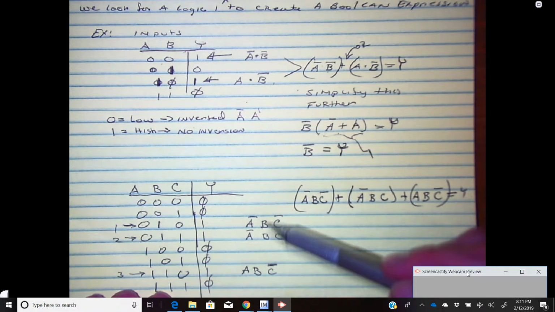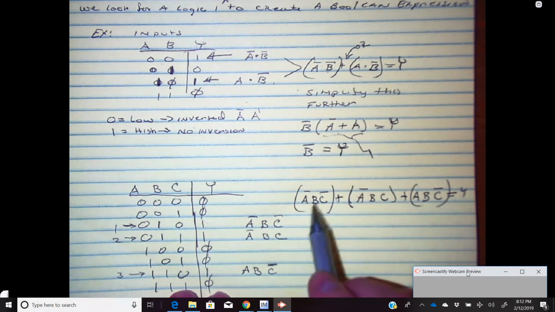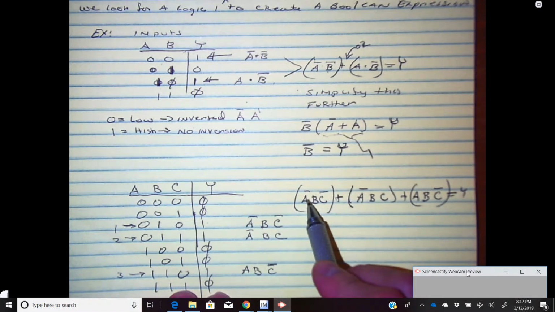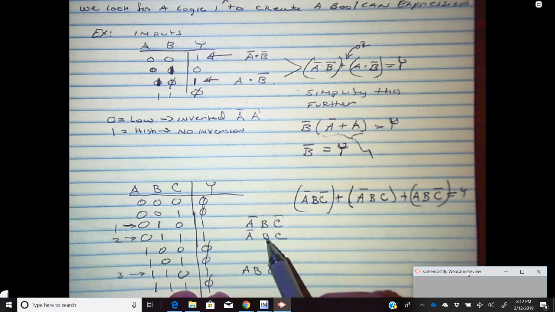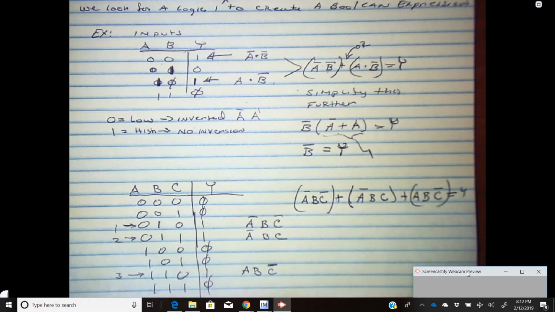When we put these three equations together, we're going to OR them. So in this case, we take this one, A naught, B, C naught, and OR it with A naught, B, and C. Then we OR it with A, B, and C naught, and that's going to be Y. Generally, in the beginning of this class, you're going to be getting this equation, and this will be correct for now.